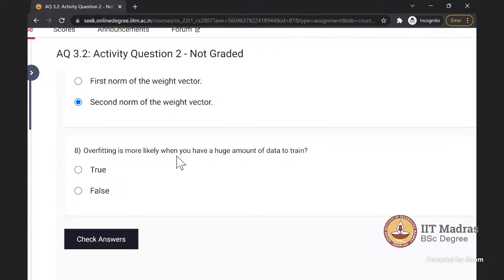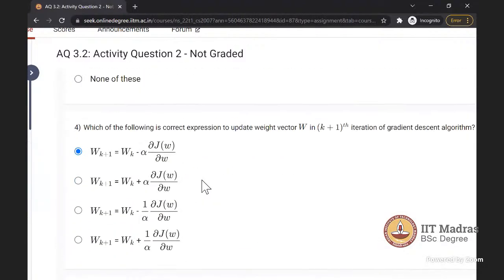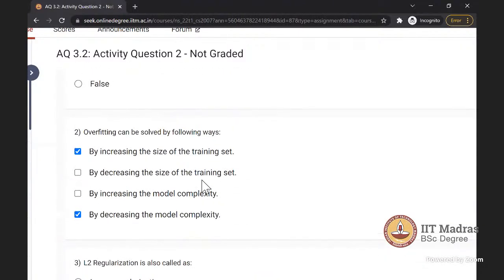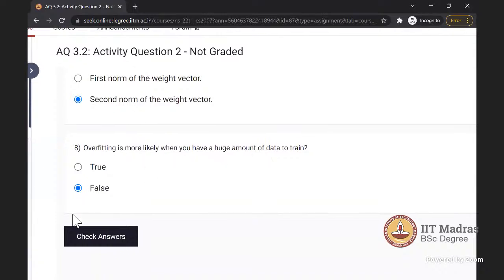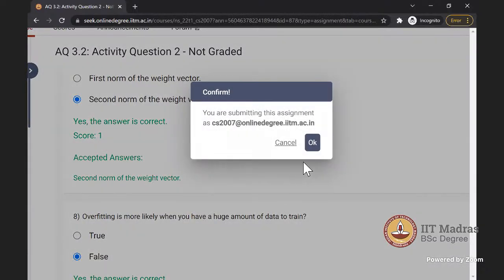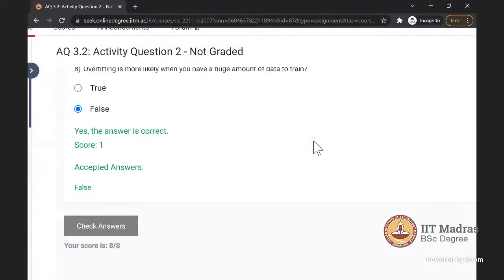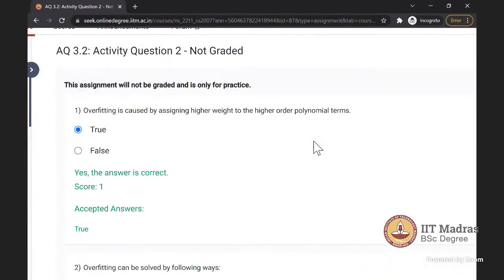Overfitting is more likely when you have a huge amount of data to train. False. Yes, absolutely false. This is something we already covered in one of the questions: overfitting can be fixed by increasing the size of the training set. So of course, if we are using a huge amount of data, our model is not going to overfit. Let's check the answers. All of them are right.